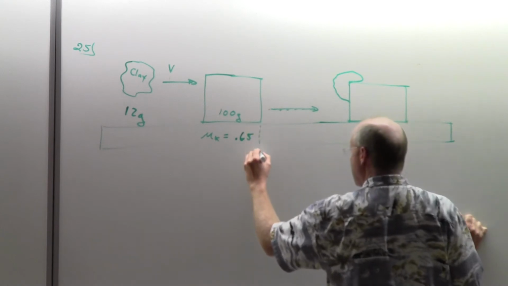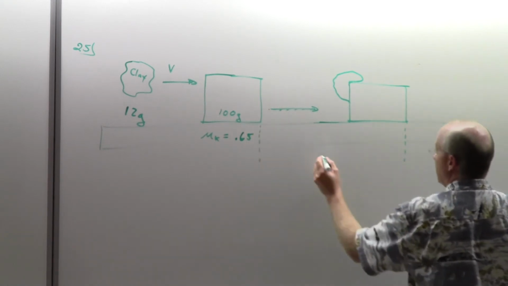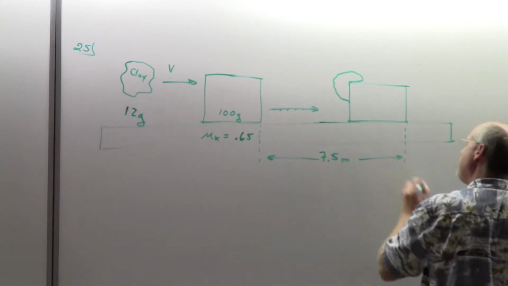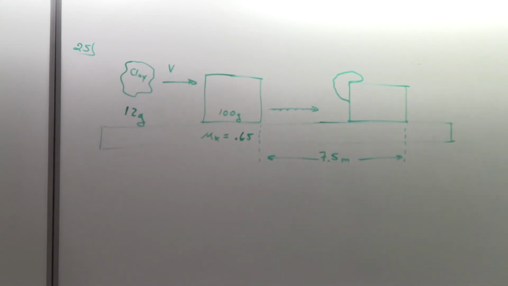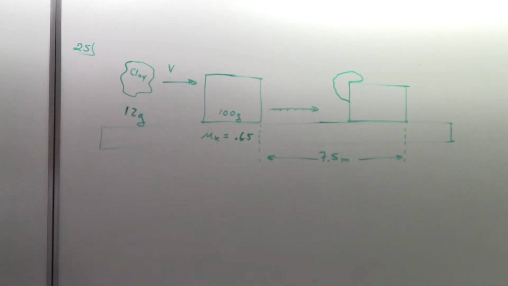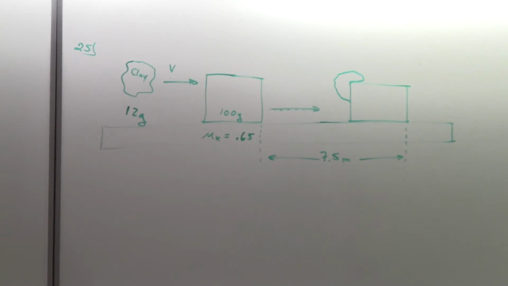And they say that the thing slides 7.5 meters. Okay? So it comes along, makes impact, two stick together, slide across, 7.5 meters. Lots of friction involved. The question is, what's the speed immediately before the impact? All right, let me ask you a couple of questions, two in particular.